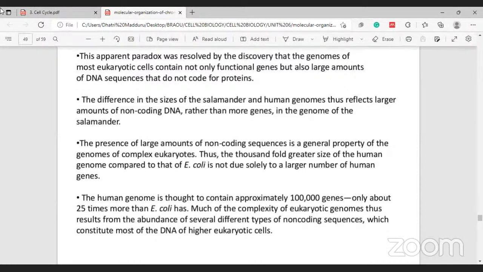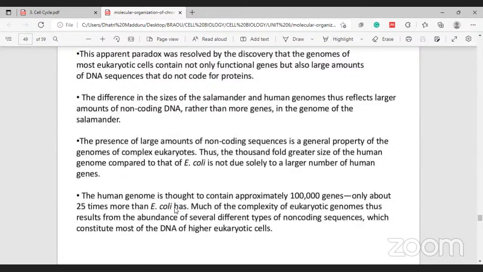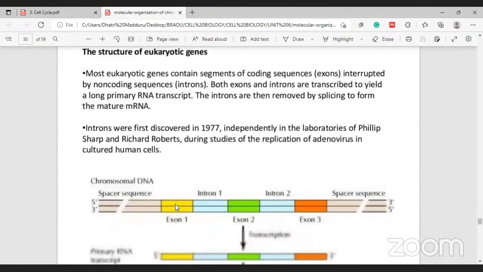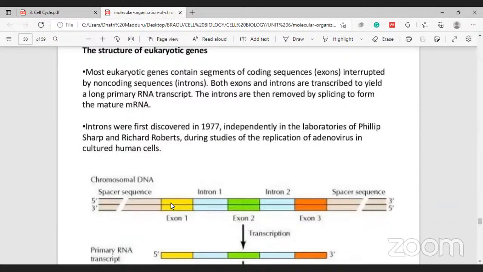So the presence of large amounts of non-coding sequences is a general property of genomes of complex eukaryotes. The human genome consists of 1 lakh genes, which is 25 times more than E. coli. Okay, so these are some of the facts. So what does the structure of eukaryotic genes look like?